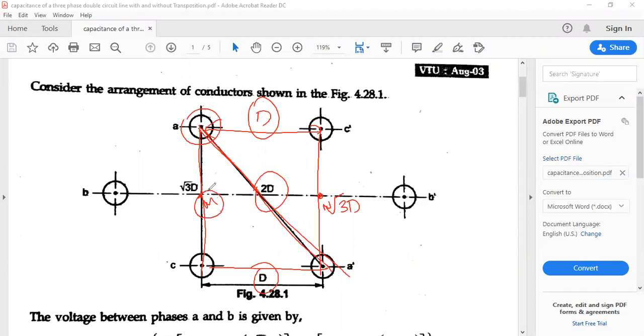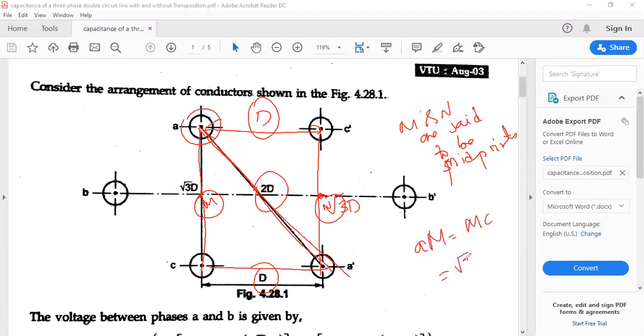So M and N are said to be midpoints. Now AM equals MC equals root 3 into D divided by 2. So that is the way in which you can highlight it.